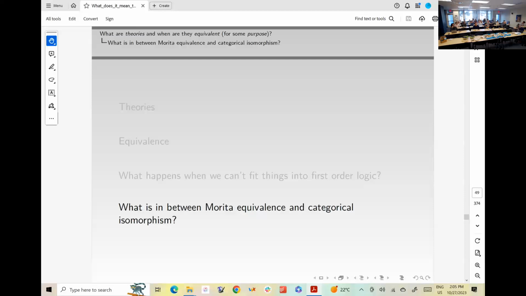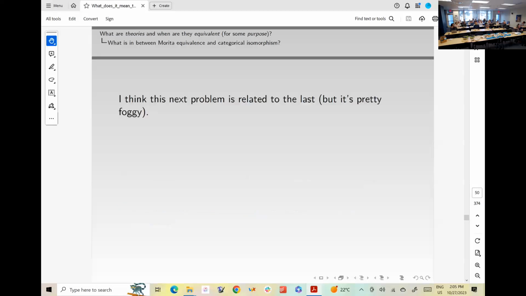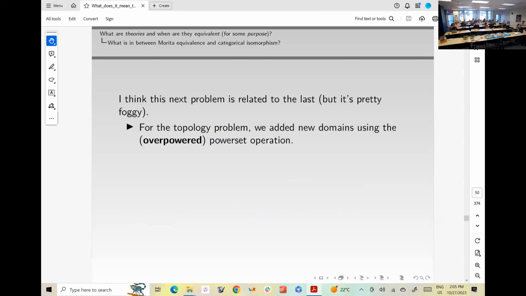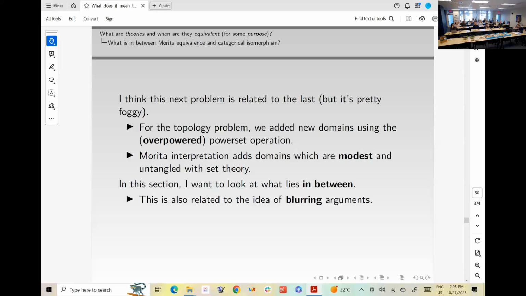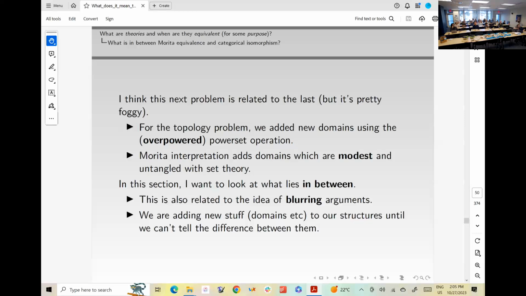Okay, so what is in between Morita equivalence and categorical isomorphism? That's my next question. I think this is related to the last question, but things are starting to get a little foggy around this area. For the topology domain, recall we added new domains using the overpowered power set operation. I didn't really like that. Whereas Morita interpretation does a similar kind of thing, it adds domains which are modest in some sense and untangled with set theory. So in this section, I want to look at what lies in between Morita equivalence and categorical isomorphism. This is also related to the idea of blurring arguments, so let's keep emphasizing that.